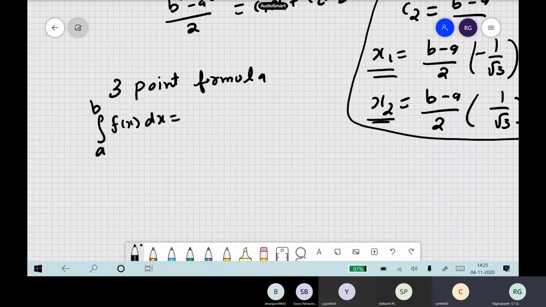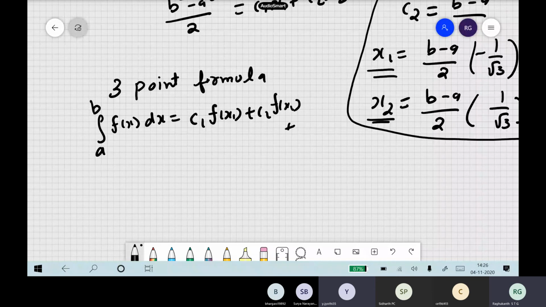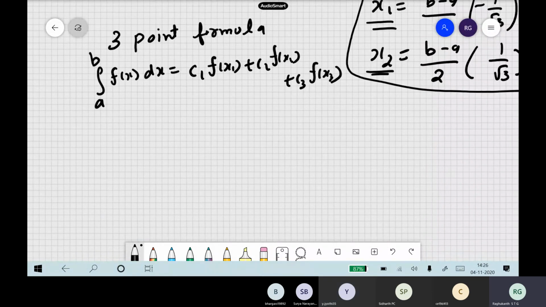Now previously what is it that we have done? 2 points, x1, x2. Now it will become C1 into f of x1, C2 into f of x2 plus C3 into f of x3. Now how many unknowns are there? 6 unknowns. Now how do you find out these constants? How do you find out the x1, x2 and C1, C2, C3?